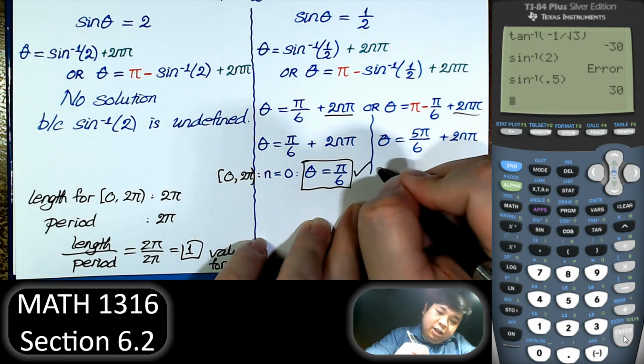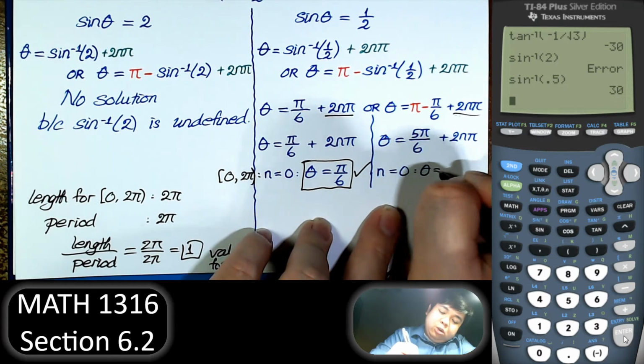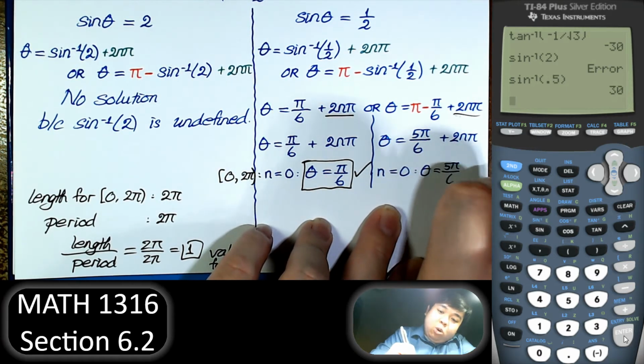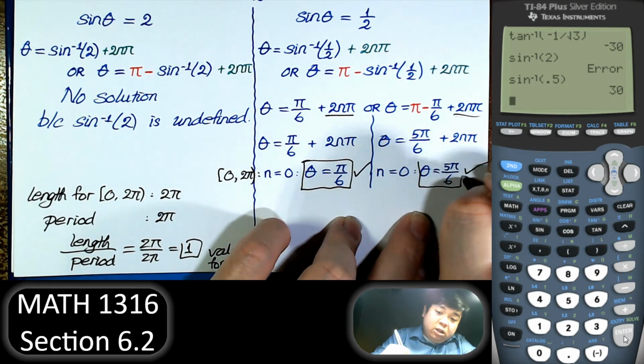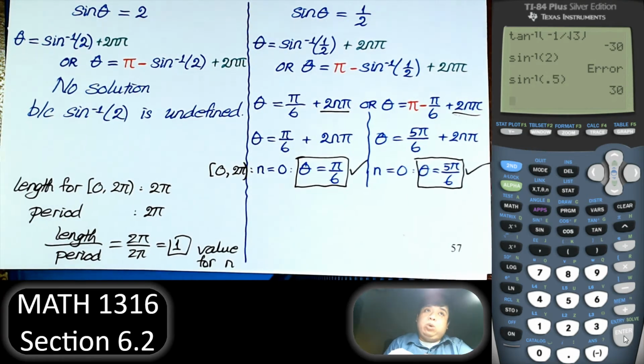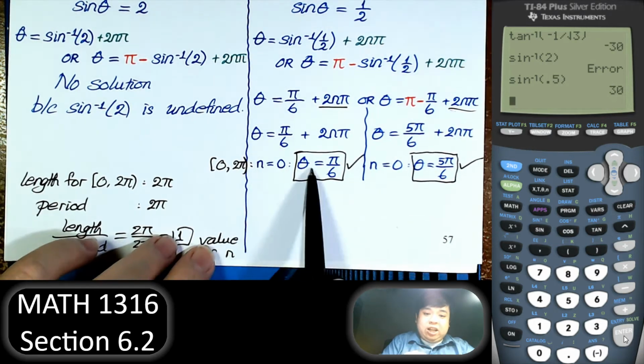Next, if we choose n equal to 0 over here, we have the solution of 5 pi over 6, which is also between 0 and 2 pi. So once again, we find 1 value for n that works. That is the only solution that we have, because we only have 1 value for n that works for each case.